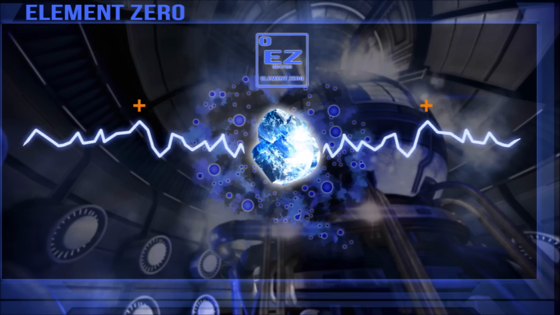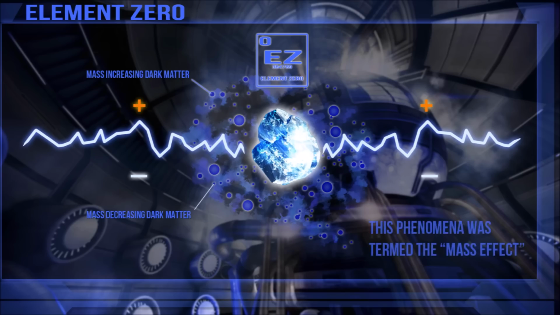Specifically, when a positive electrical current was run through the ESO, the resulting dark energy field it created increased the mass of an object within its range. Running a negative current through it decreased the mass with the same scale. This was termed the Mass Effect.